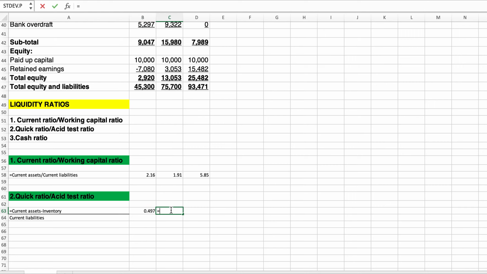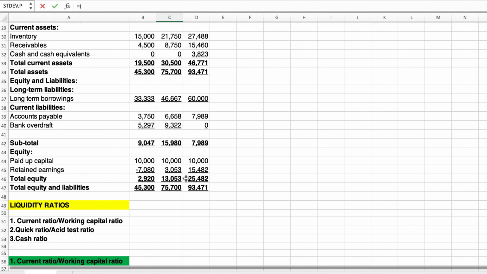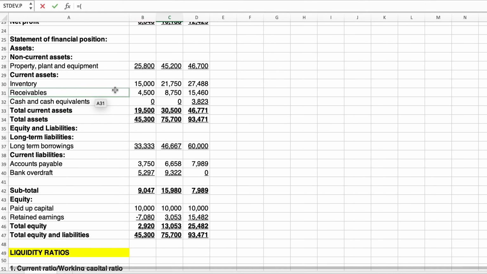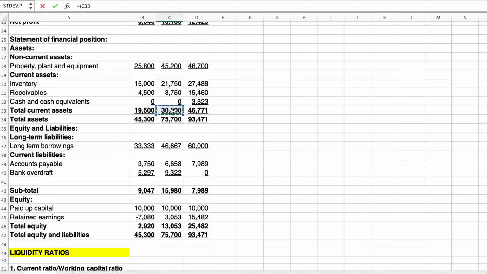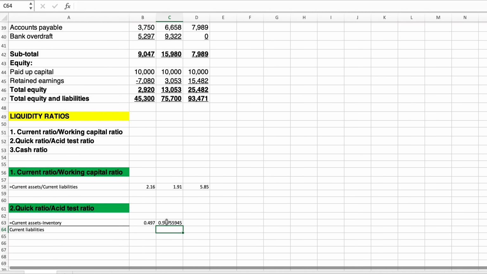Then for the subsequent year, the same formula applies, whereby we will say quick ratio is given by the total current assets minus inventory, divided by the current liabilities.